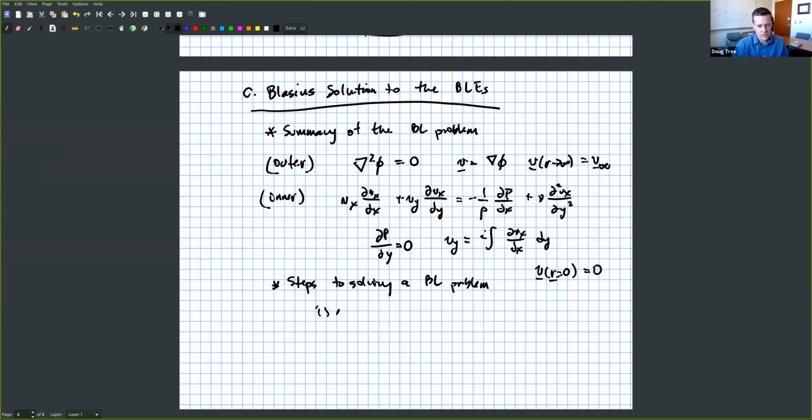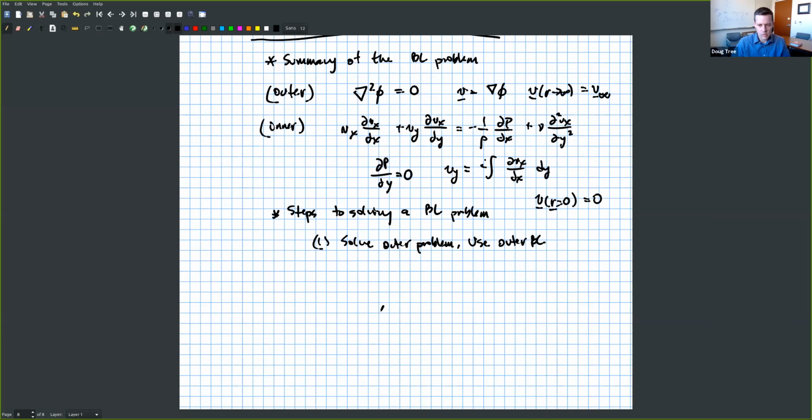Okay, the first step is to solve the outer problem, and use this outer boundary condition. You'll be able to find V outer in that case. So you'll have some geometry that'll dictate what this is.